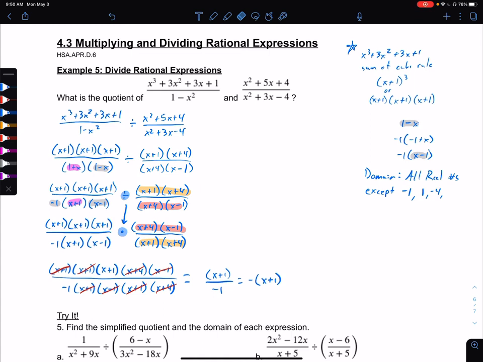So here, our final answer would be negative x plus 1, and we would say that x cannot be equal to negative 1, positive 1, or negative 4. You can put those in numerical order. It's not a big deal to me, but we're good here. All right, and that's it.